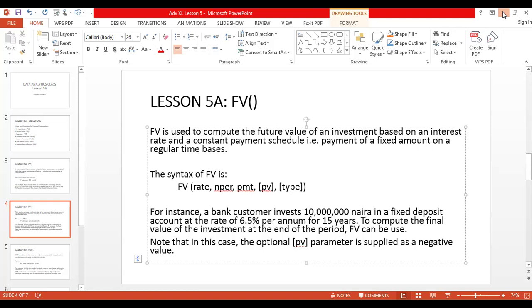Okay, equals FV. The rate is 6.5 as usual. Number of payments is 15. What do you think PMT would be? 0. Do we have PV? Yes, PV is 10 million. 10 million.